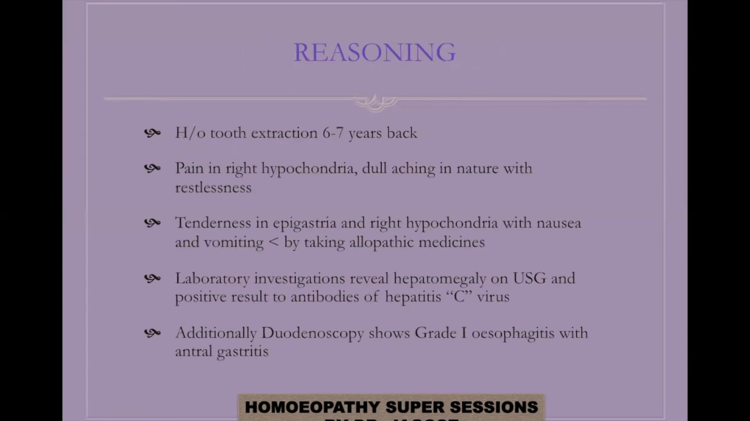Why? Because probably there was a history of tooth extraction 6 to 7 years back. There was pain in the right hypochondria, dull aching in nature with restlessness, tenderness in the epigastric and the right hypochondria with nausea and vomiting, aggravated by taking allopathic medicines. Lab investigation reveals hepatomegaly on USG and positive results for antibody to hepatitis C virus. Additional duodenoscopy shows grade 1 esophagitis with antral gastritis.